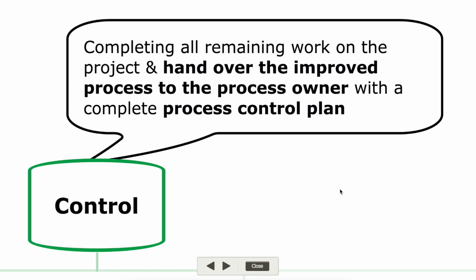We have to perform everything and then hand over the improved process to the owner. The owner means the one who hired you to improve the currently existing system or the process in his company. So before we do that, we have to complete everything from our side, and then we hand over the improved project to the owner with a complete process control plan, that is, how the process will be controlled afterwards.